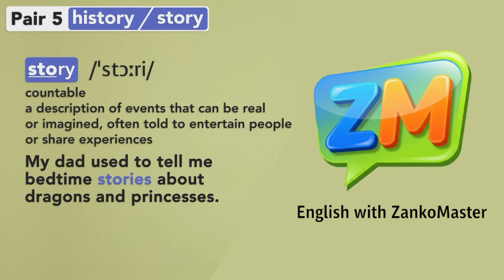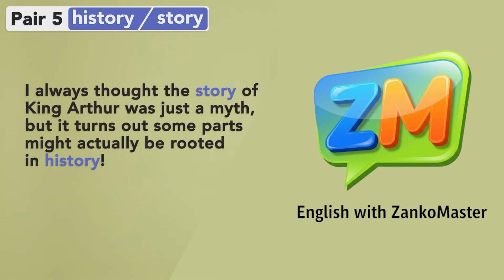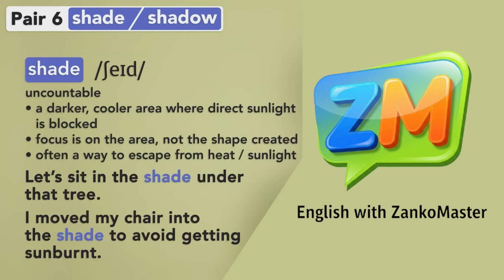Story is a countable noun. A story is a description of events that can be real or imagined. And we often tell stories to entertain people or share our experiences. It's pronounced with a long O sound. Story. An example, my dad used to tell me bedtime stories about dragons and princesses. Here's another example with the words together. I always thought the story of King Arthur was just a myth, but it turns out some parts might actually be rooted in history. Okay, our final pair, number 6, is shade versus shadow.